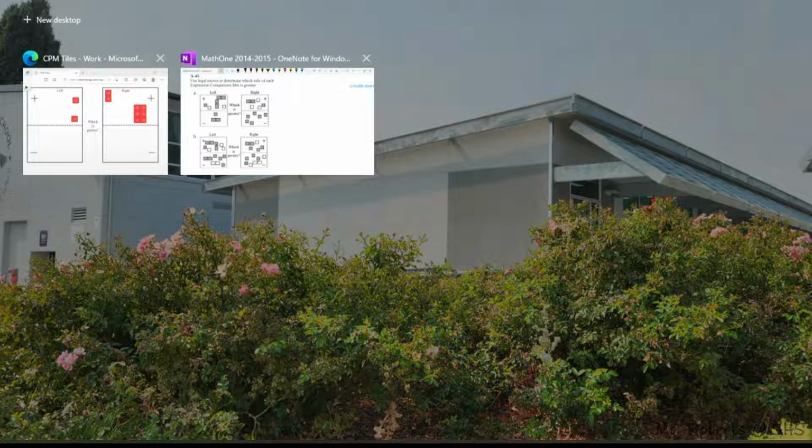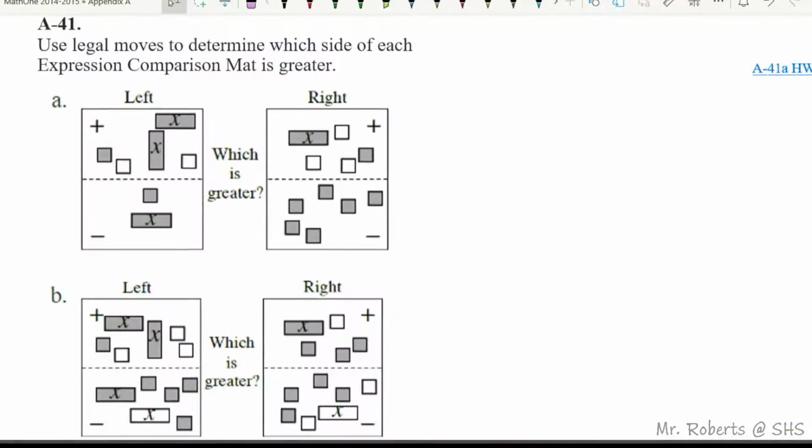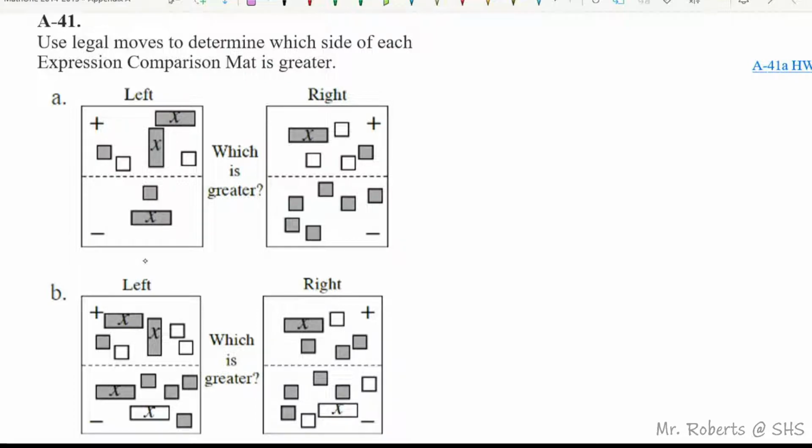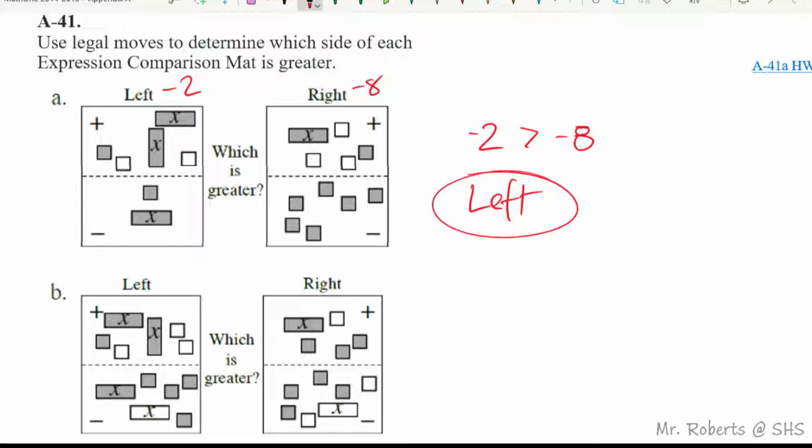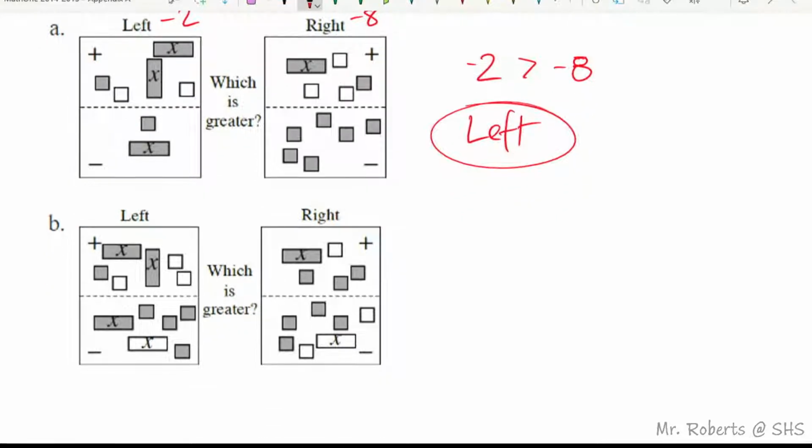So this expression mat simplifies to the following. Oops, get back up here. This side becomes just -2, and this side becomes, oh, not -6, it becomes -2, and this side becomes -8. -2 is much larger than -8, so the left side is greater. -2 is greater than -8. Let's look at the other mat.